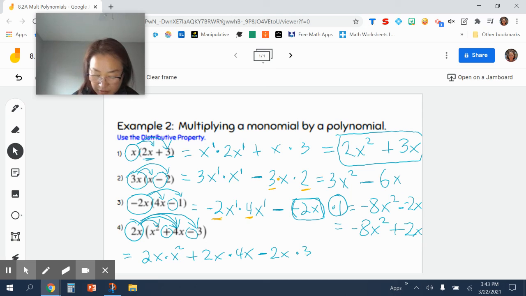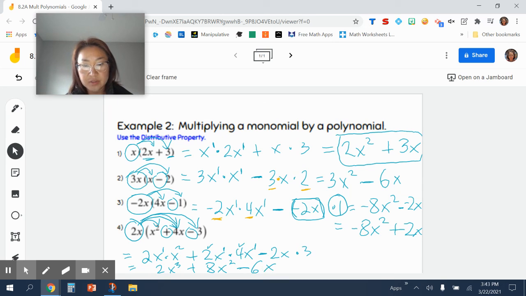So for this one, notice it will give us, again, don't forget the invisible 1 exponents. That will give us 2x to the third plus, I got to do 2 times 4, which is 8, and then x squared, and then minus 6x. So this is using the distributive property to multiply a monomial with a polynomial.